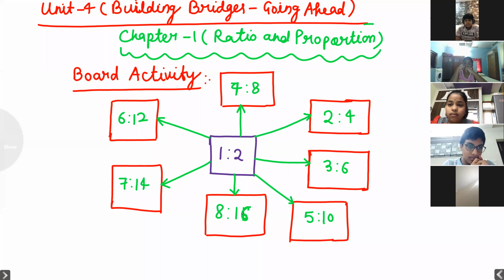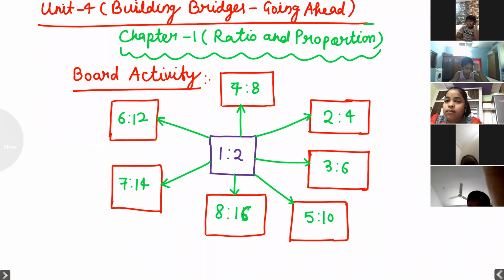Students, Harsha has given the right answer. Who is the winner? Harsha is the winner of the equivalent ratio activity. Very good, beta. Keep it up. Like this, students, so many activities we are going to conduct in the ratio and proportion chapter. Be ready for the activities. This was the concept, and based on that concept we have conducted this activity.